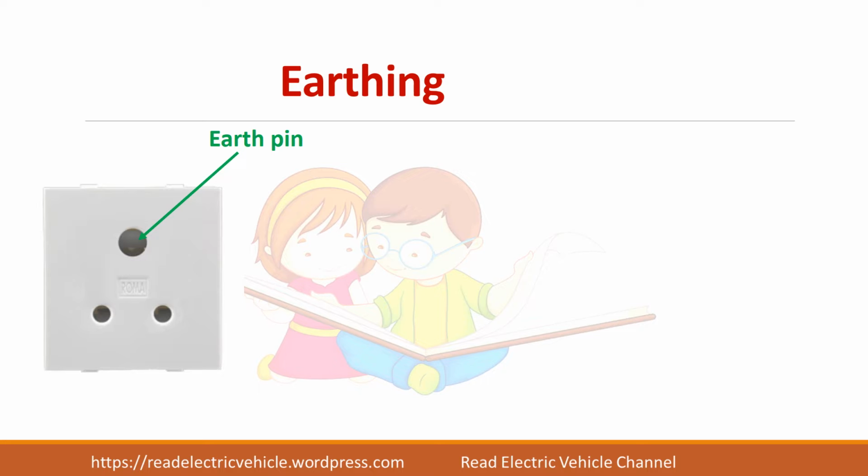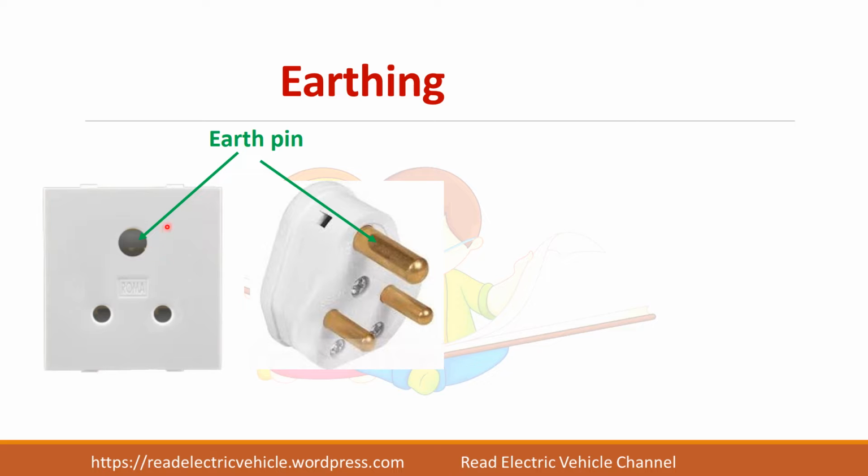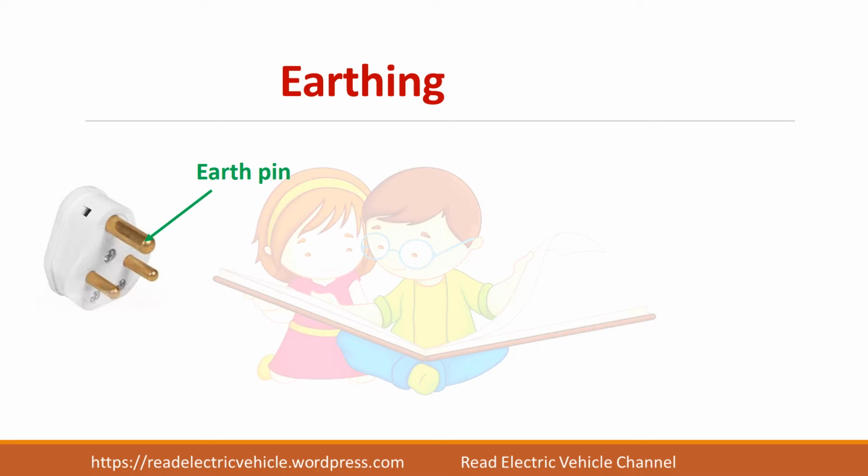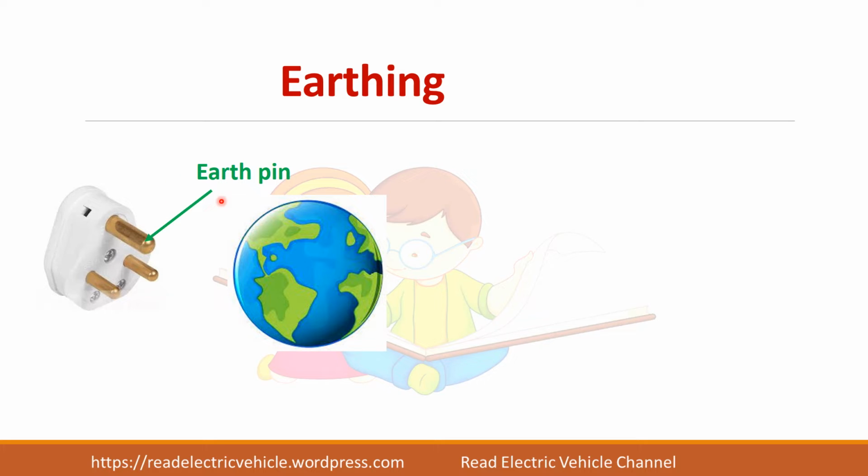In our day-to-day life, we come across this earth pin in a socket. So this is the corresponding earth pin in the plug. If you look at the plug pin, we can see a green color wire is always used to represent this earth pin. Why do we call this pin the earth pin? Because this pin is somehow related to our earth.